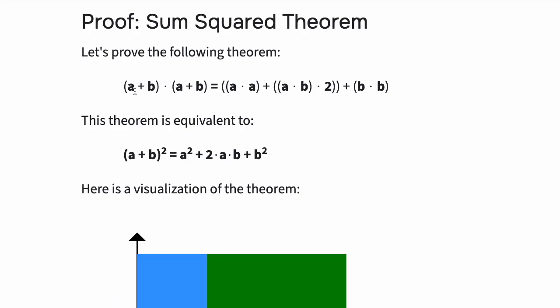Let's prove that (A plus B) times (A plus B) is equal to A times A plus A times B times 2 plus B times B. Here's another way to write the same theorem. (A plus B) squared is equal to A squared plus 2AB plus B squared.